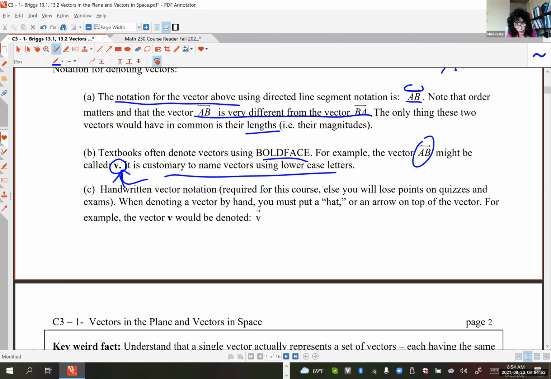Now, when you handwrite your stuff, and that's going to be you when you upload your quizzes and exams, you're not going to be able to use boldface, because I don't want to look around and see you have to use a thick pen or something. You'll just write the lowercase v and you'll put a little arrow on the top like this or like this. You can do it with a half arrow. I'll be okay with that. Either one of those I'm okay with on your exams and quizzes. And that means the vector v.